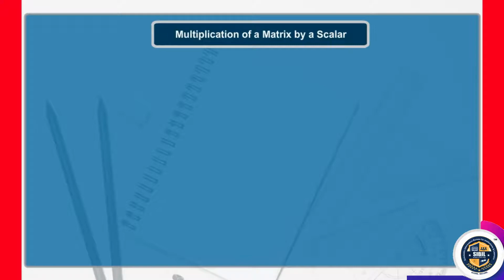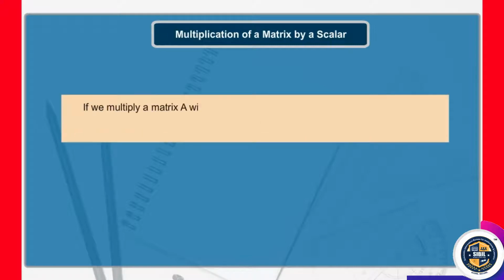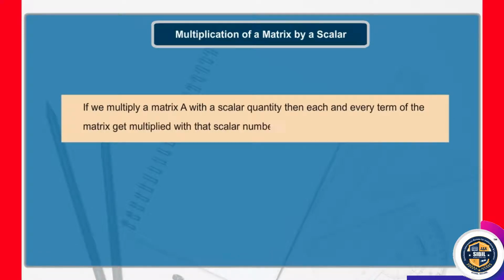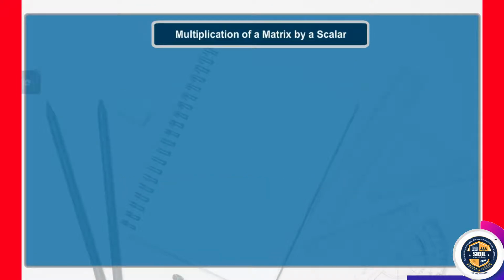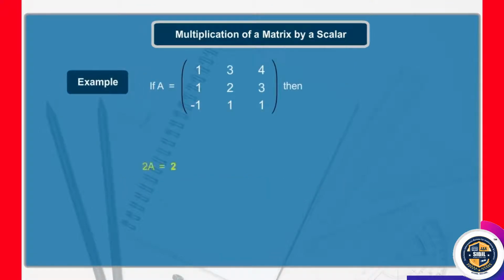Multiplication of a matrix by a scalar. If we multiply a matrix A with a scalar quantity, then each and every term of the matrix gets multiplied with that scalar number. That is, if A equals Aij with order m by n is a matrix and K is a scalar, then KA equals Kaij with order m by n. Example, if A is a given matrix multiplied by a scalar 2, then each term gets multiplied by 2.